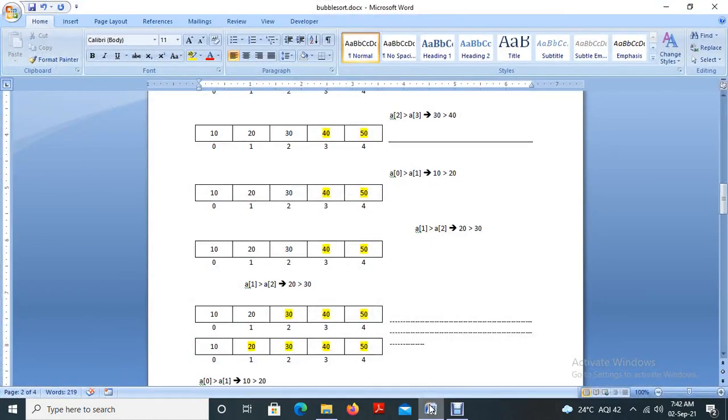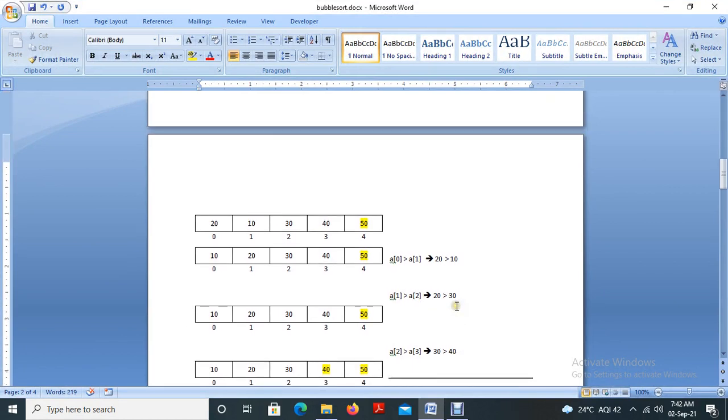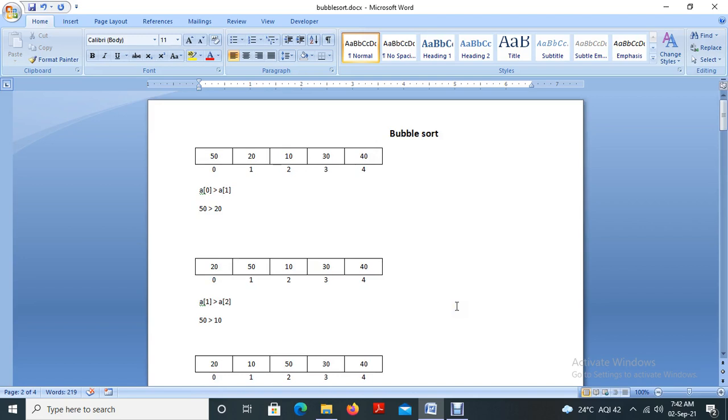Hi, welcome back. Today we are discussing bubble sort and its implementation, how to write a program for bubble sort. Okay. So the first step is, I just want to review this concept.